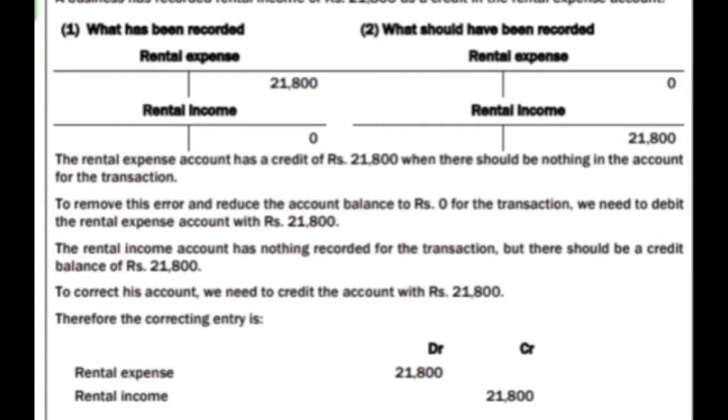To remove the error and to reduce the account balance to 0, he has to change the side from credit to debit. So what will he do? He will debit the rental expense account to reduce it from the credit side, and the rental income that should have been recorded on the credit side shall now be recorded on the credit side. So the correct entry shall be rental expense debit and rental income credit.